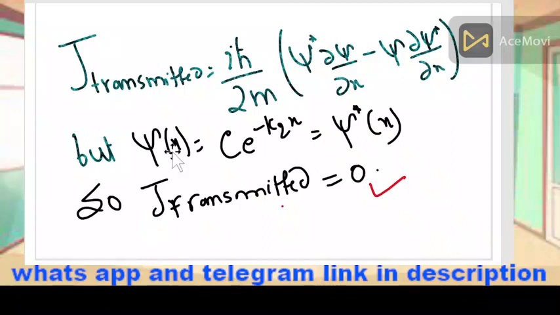Now this is a paradoxical, or you can say somewhat confusing, situation. The transmitted probability current is 0. What does this mean? It means that on the other side of the potential step, there will be no probability flow.